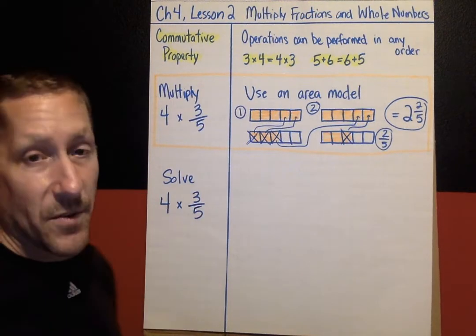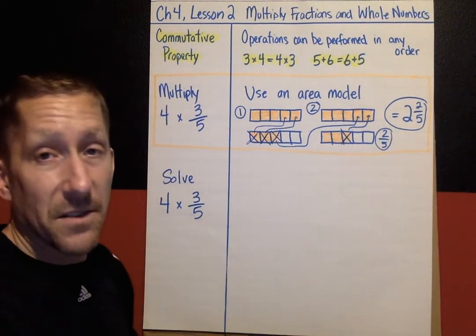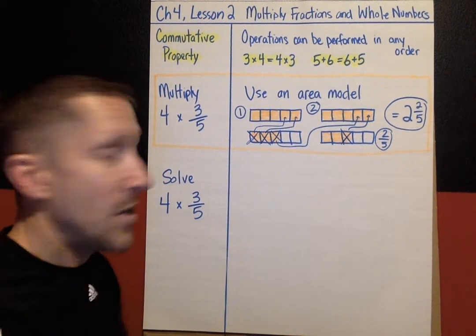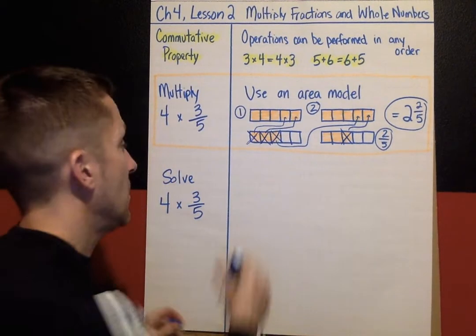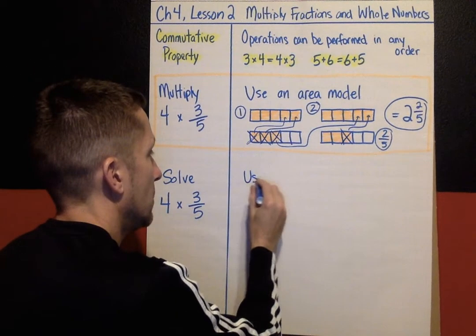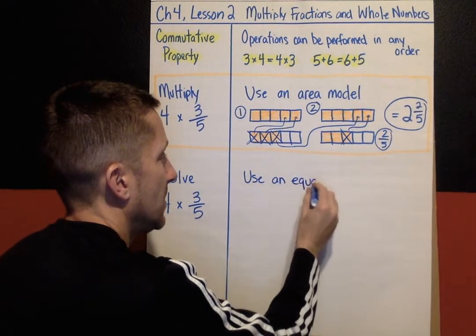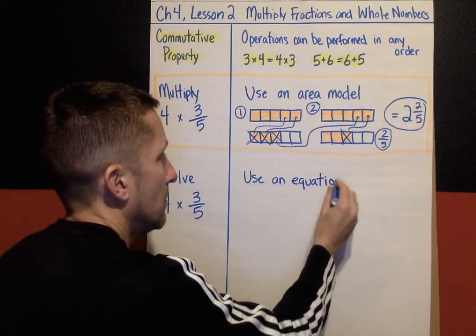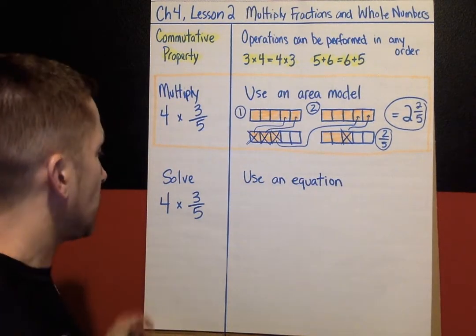solve 4 times 3/5. So it's actually the same problem. We know what the answer is. It's 2 and 2/5. But this time I'm going to solve by using an equation. This is the strategy. Okay, so I'm going to use an equation.